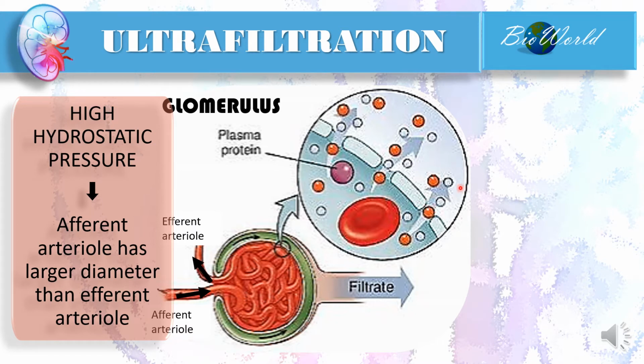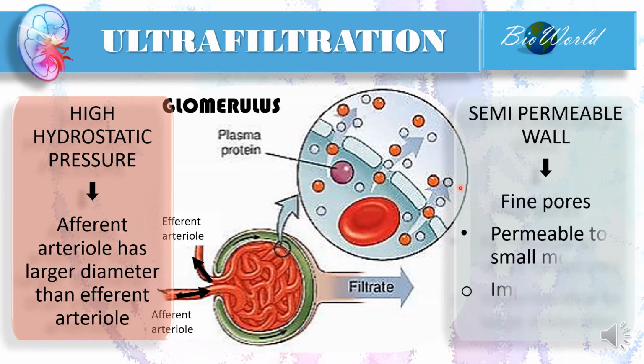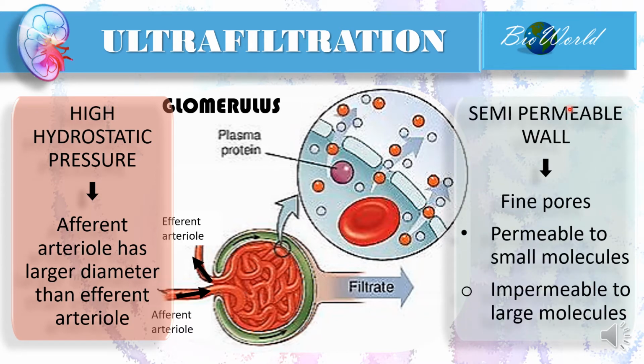Now, the second adaptation is in the wall of the glomerulus. The blood capillaries that make the glomerulus have semi-permeable walls due to the fine pores. So this means the molecules do not diffuse across the membrane. Instead, they are being pushed through the fine pores. And since the pores are small, only small molecules are permeable. The larger molecules like the red blood cells and the plasma proteins are trapped inside the glomerulus.